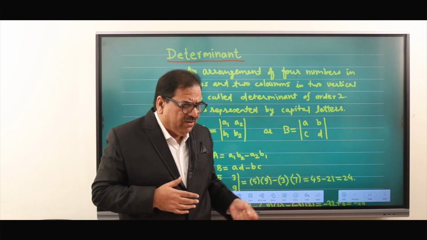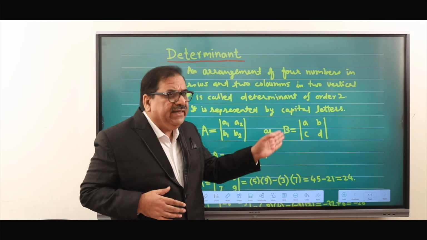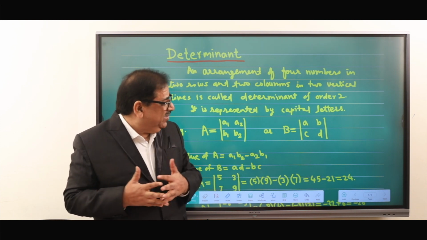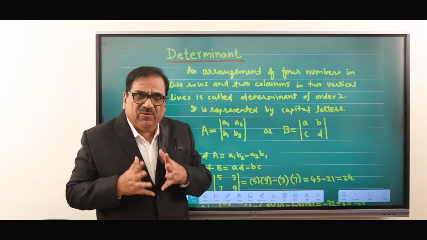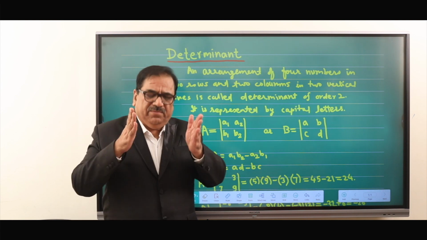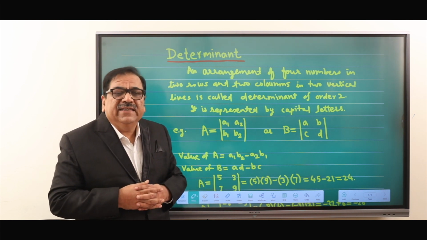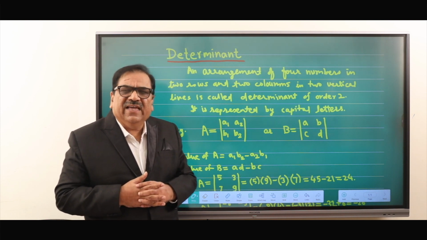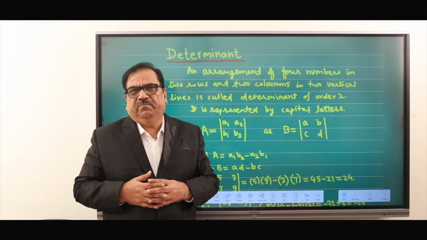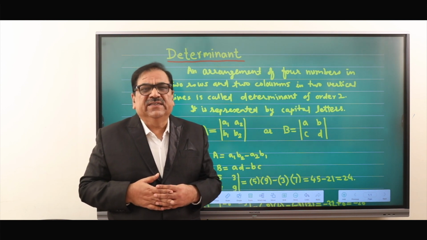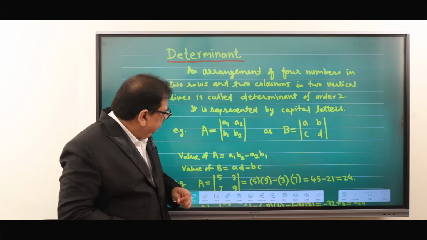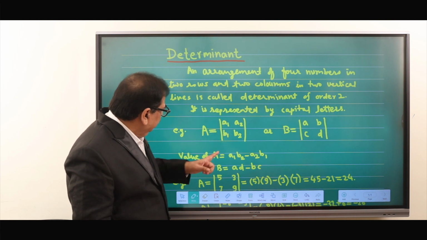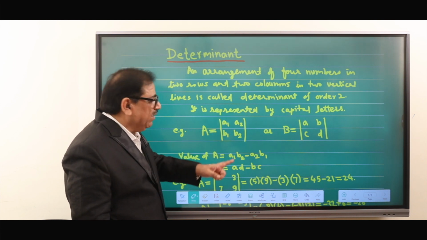One more determinant, for example B with elements a, b, c, d. Here a and b is the first row, c and d is the second row, a and c is the first column, b and d is the second column. This arrangement has a specific meaning, and this meaning is: the value of A is a1 b2 minus a2 b1.